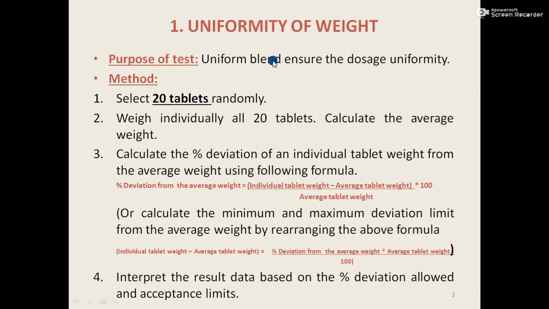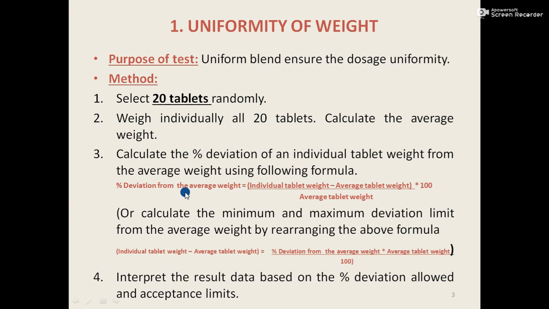So let's discuss the first test, uniformity of weight. If the blend is uniform, this test ensures the dosage uniformity. To perform this test, we need to select 20 tablets randomly from the given lot of tablets. Weigh all 20 tablets individually on a suitable weighing balance. Calculate the average weight. Then calculate the percentage deviation of an individual tablet weight from the average weight using the following formula.